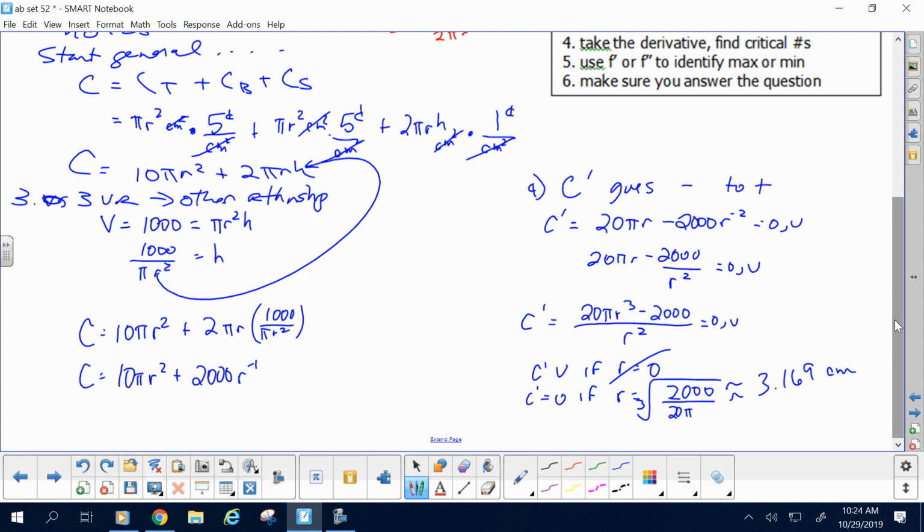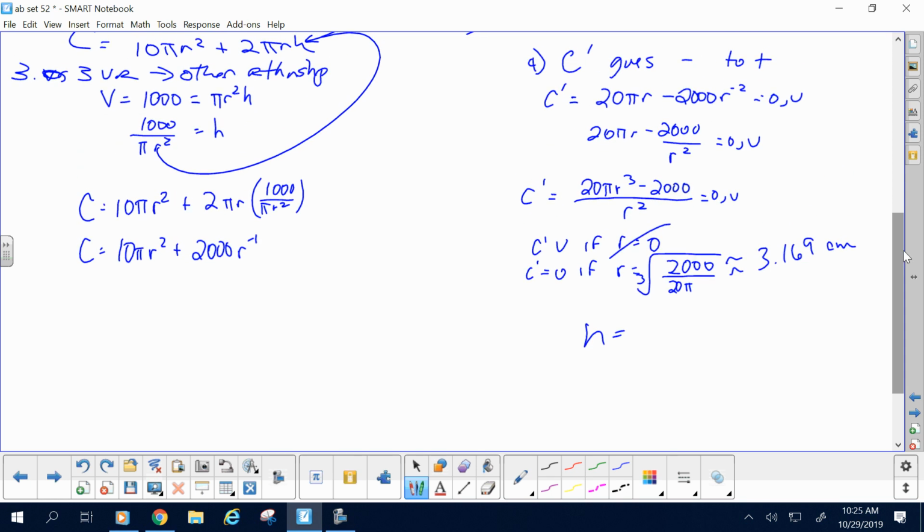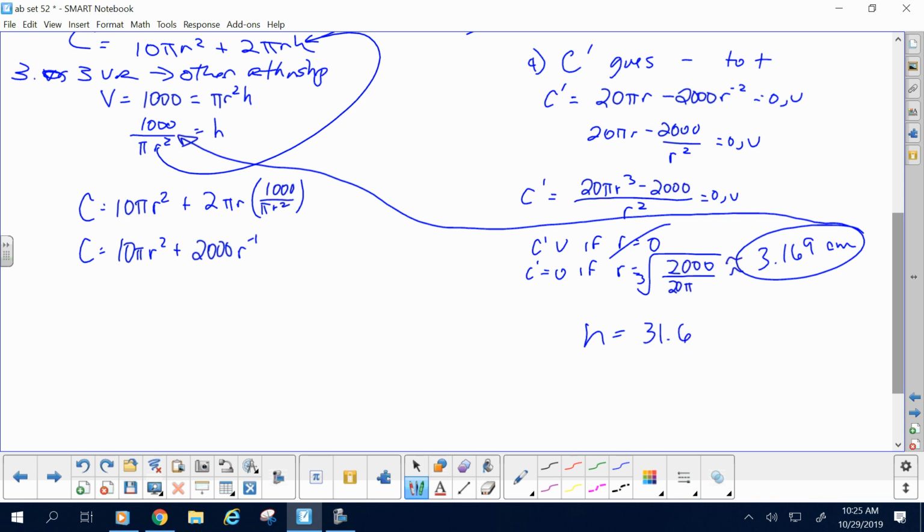It says the dimensions that you should tell the builder. So I've got the radius, now what else do I need? The height. Where do I throw that radius to get the height? The original equation. Like what we started with at the very beginning. This one? Okay. So let's go 1,000 over pi r squared for the height, because that's at least solved for. And I get the height is 31.692 centimeters.